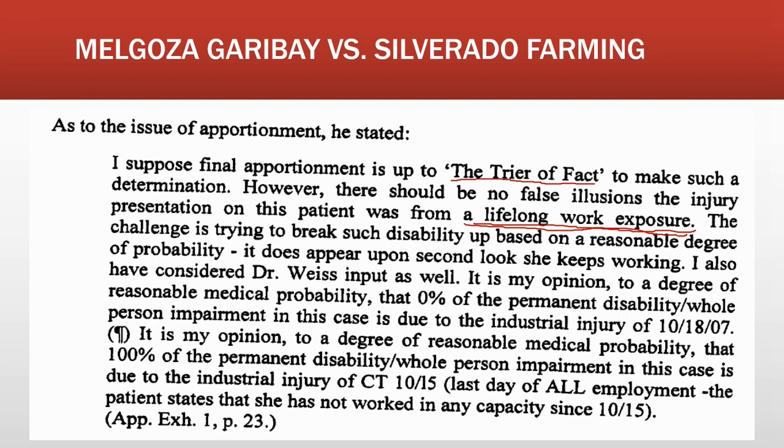That's very difficult, and I have to agree with him that it's very difficult in coming up with apportionment approximate percentages with substantial medical evidence that qualifies, with an opinion based on reasonable medical probability that qualifies as substantial medical evidence. But he does tell us that it appears that at least she's able to continue working.